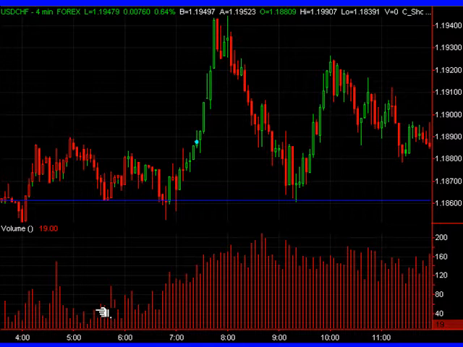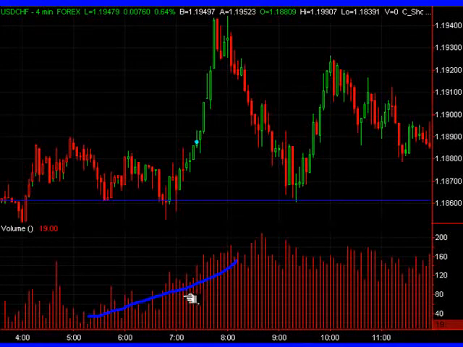Now, two things to look at with volume. First one being the general trend of volume here, and as you can see, the trend of volume is up. Now that's absolutely typical at this time in the morning because the Asian session has considerably less volume than the European session.